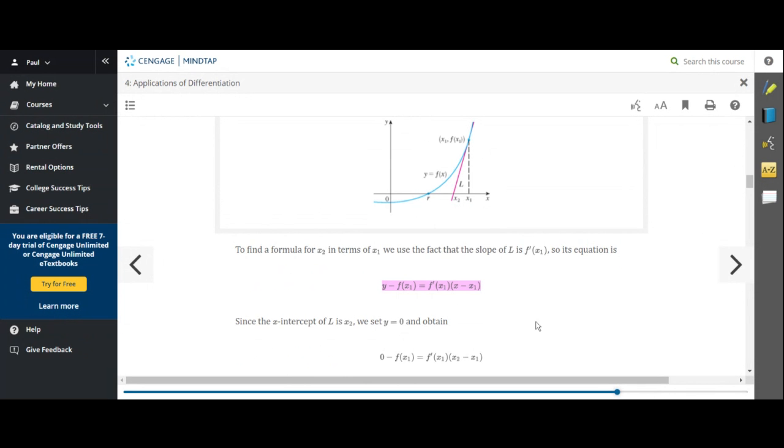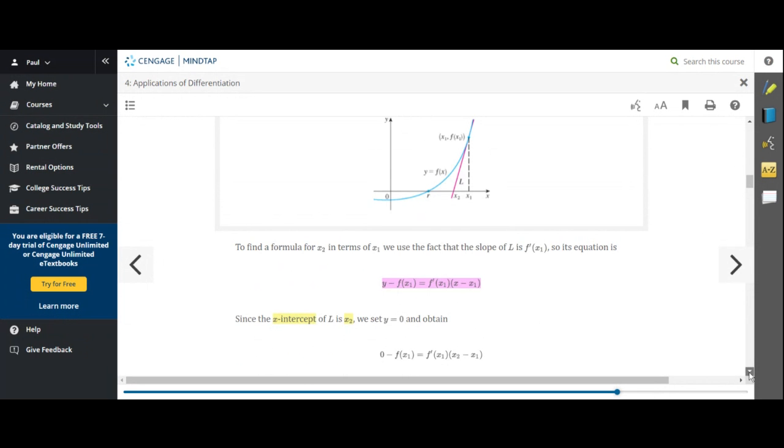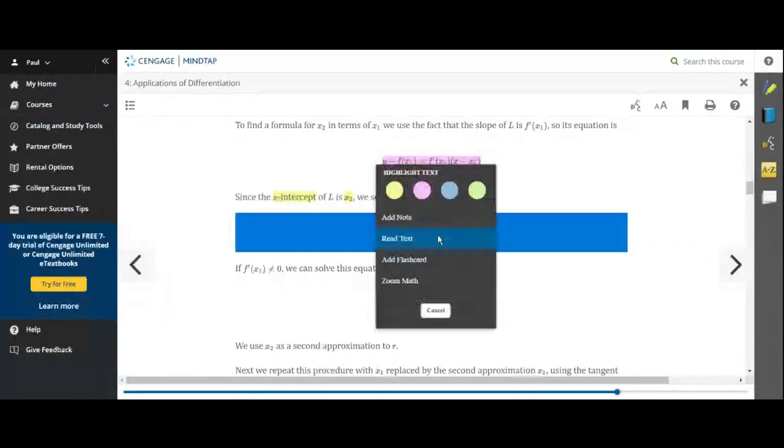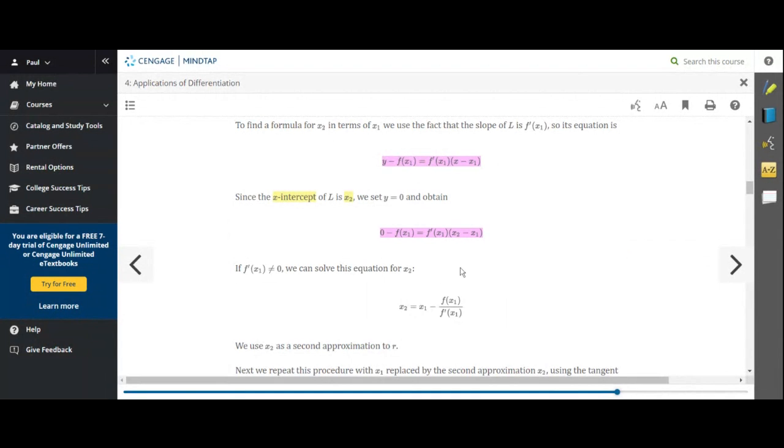y minus f of x1 equals f prime of x1 times x minus x1. The x-intercept of the tangent line is going to be x2. So to find it, you set y equals 0, just like this, and then you solve for x2. When y is 0, x is x2. That's how they get the x2 in this equation.